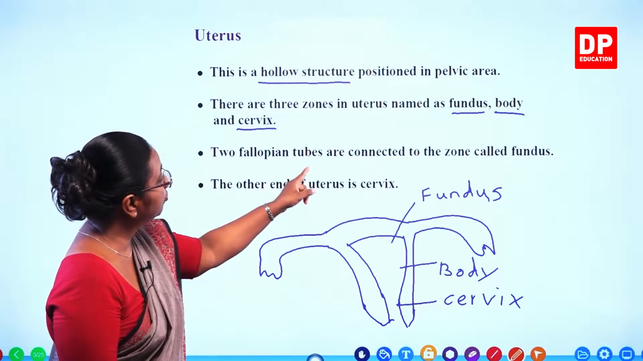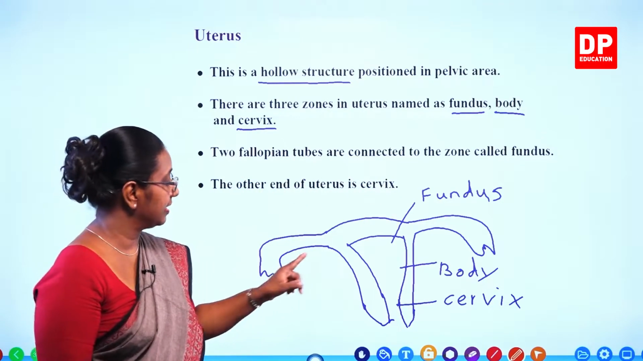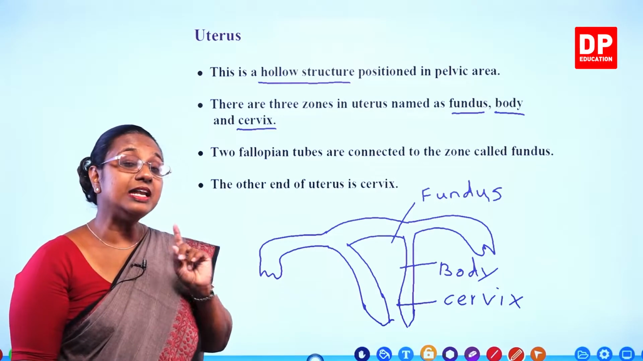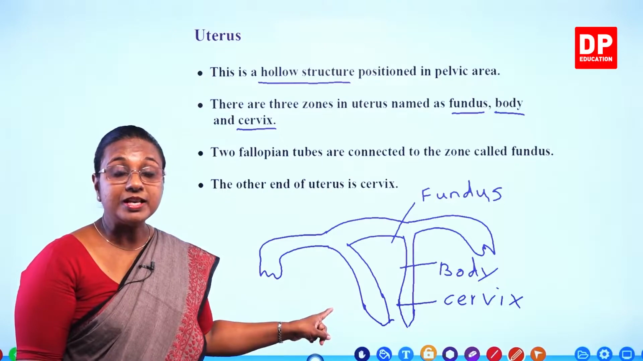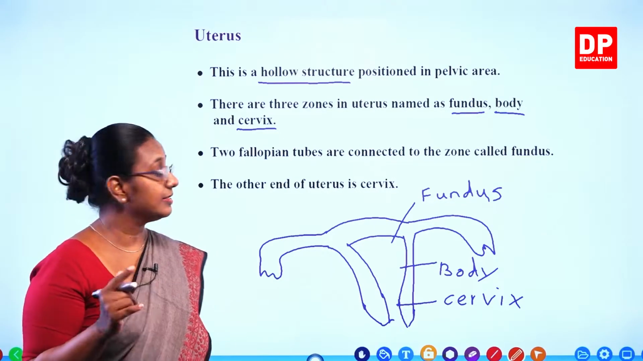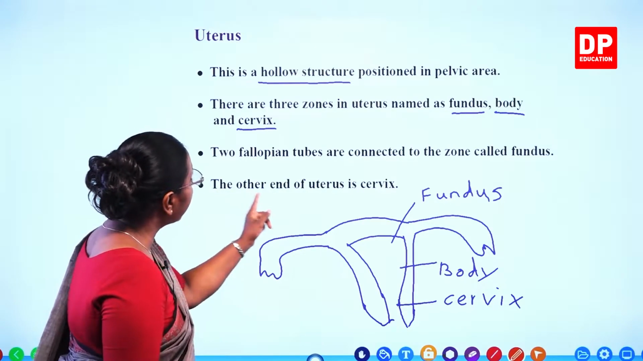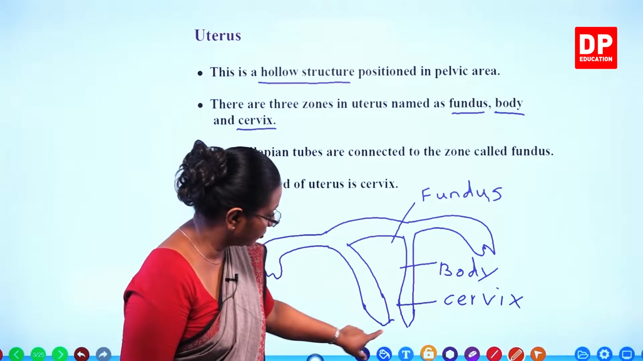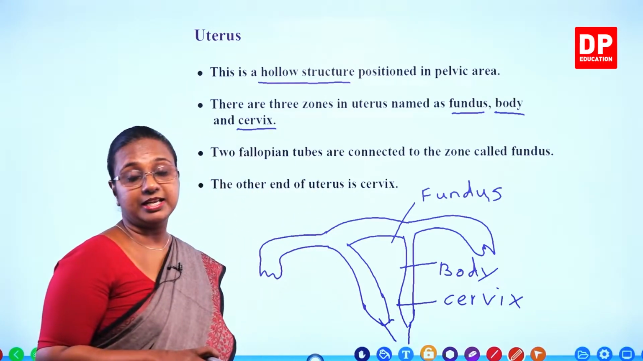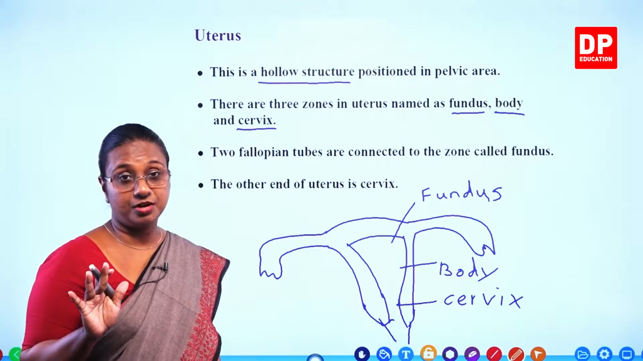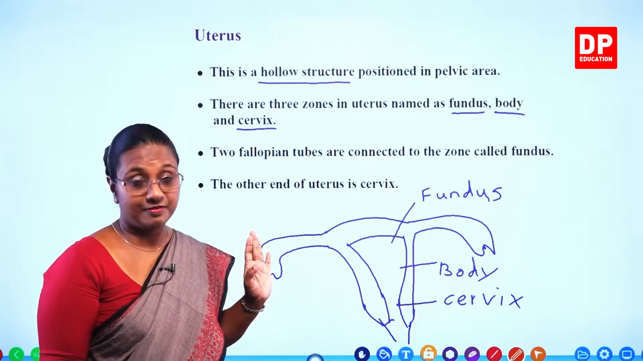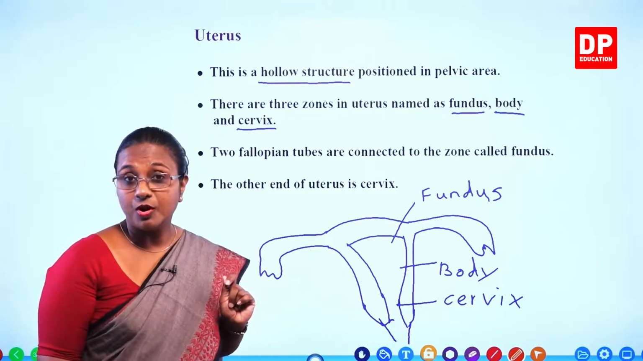Two fallopian tubes are connected to the zone called the fundus. Here you can see the fallopian tubes are connected to the fundus. And you can remember the ovaries are connected to the body with a small stem-like structure. The two ovaries are connected on either side. The other end of the uterus is the cervix. This side is the cervix. This will continue as the vagina. Is that clear to you? That is the structure inside which the fetus develops. With that, I will move on to the next slide.